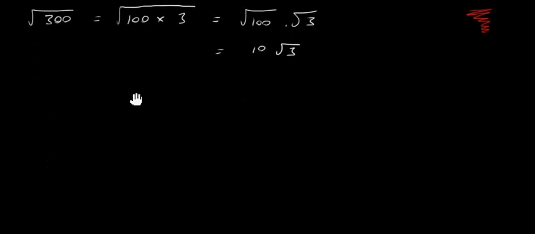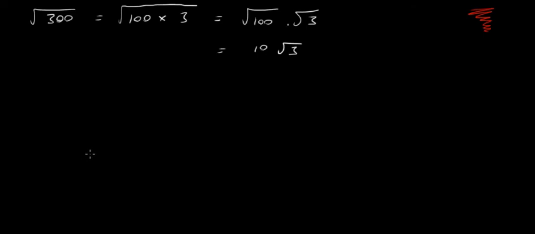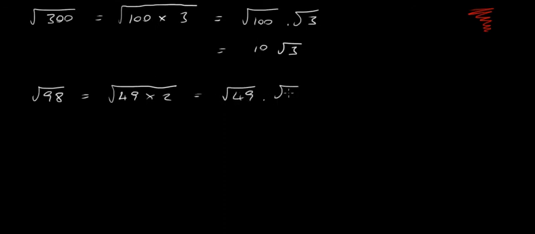Okay, let's do one more. Let's take root 98. What's the highest square number that will divide into 98? Well, it's actually 49. 49 is 7 squared. So if we double it, 2 49s will give me 98. That gives me the square root of 49 times the square root of 2. So the square root of 49 is 7, and the square root of 98 is 7 root 2.